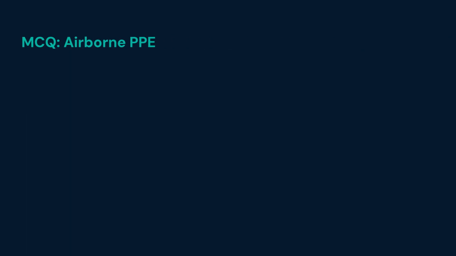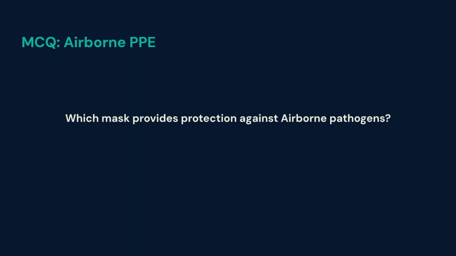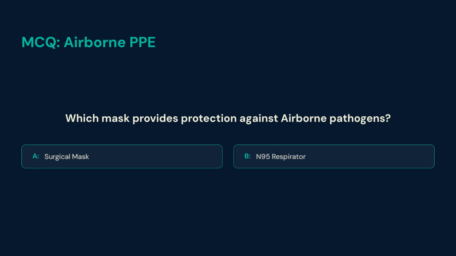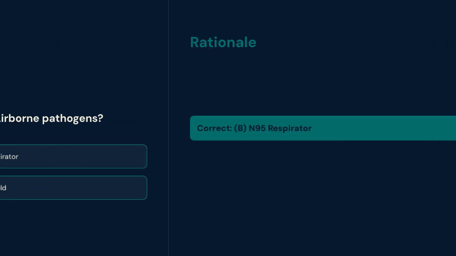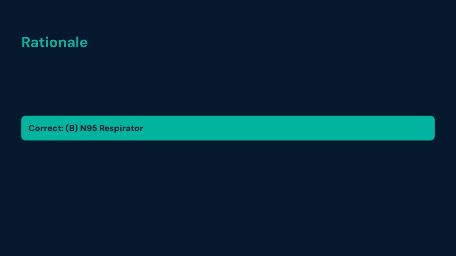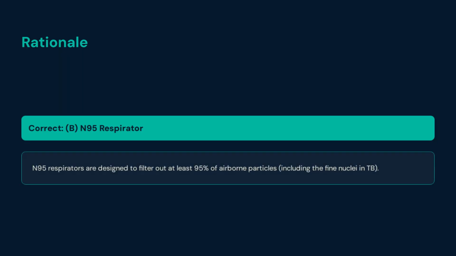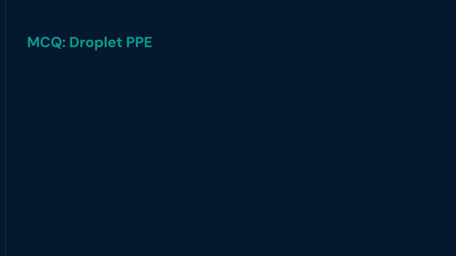Here's a question on airborne PPE. Which mask provides protection against airborne pathogens? A. Surgical mask, B. N95 respirator, C. Cloth mask, or D. Face shield? The correct answer is B. N95 respirator. N95 respirators are designed to filter out at least 95% of airborne particles, including the fine nuclei in tuberculosis.